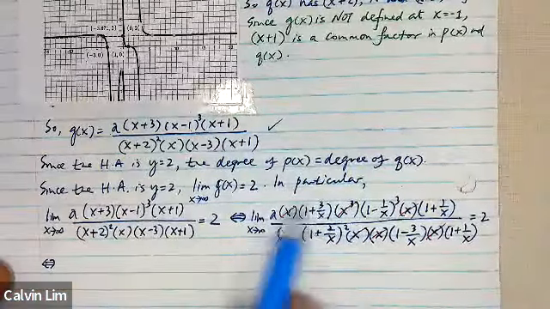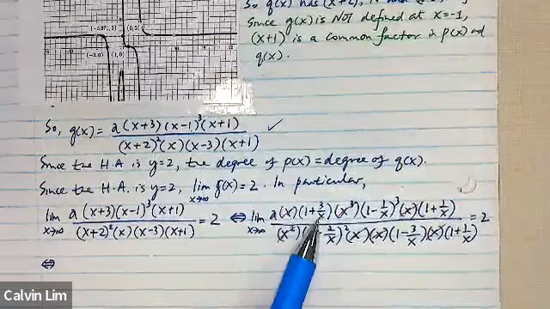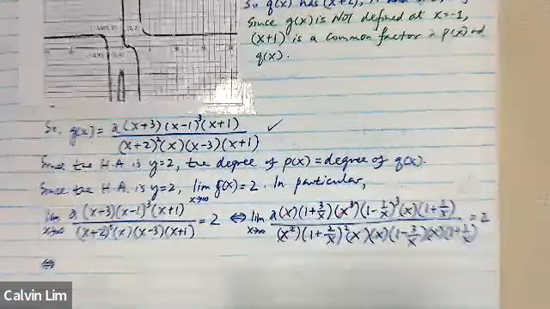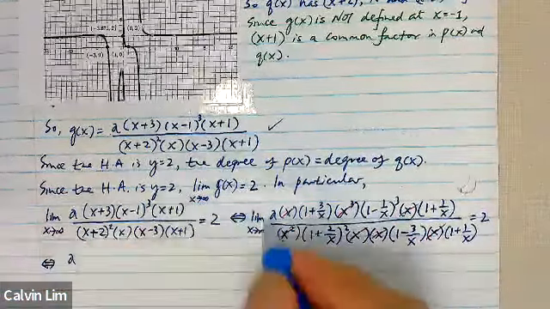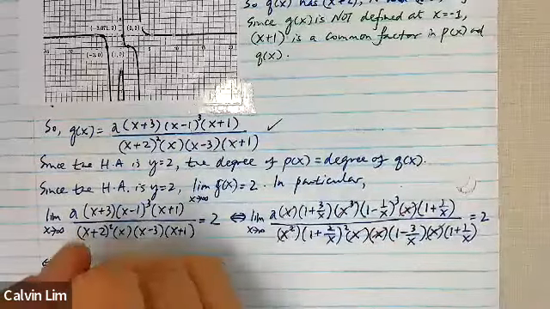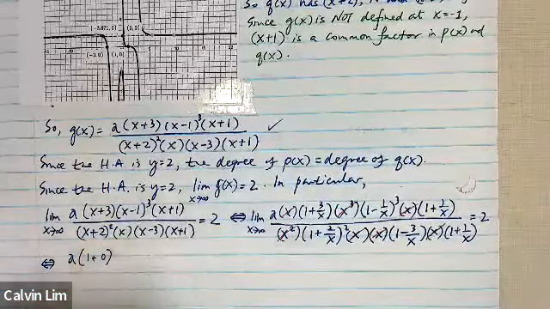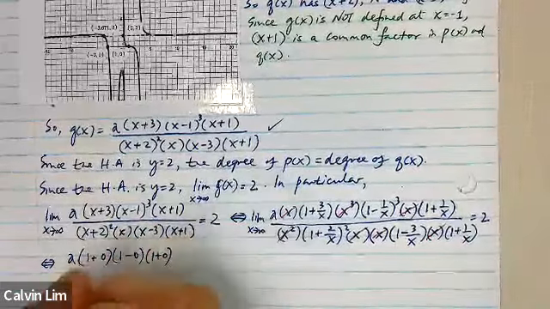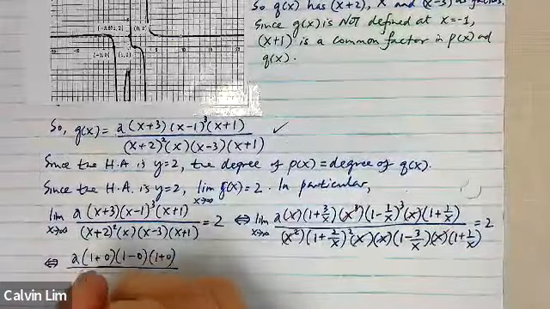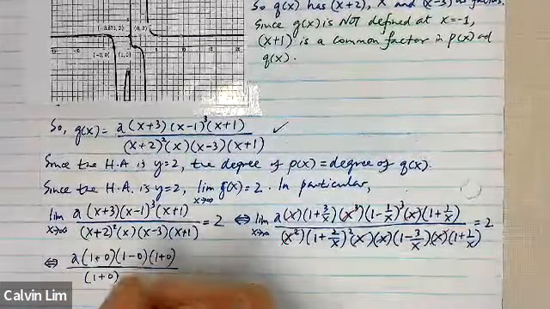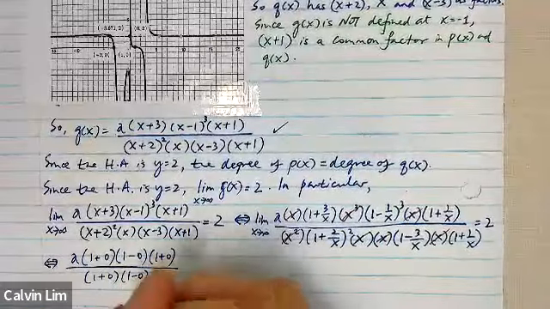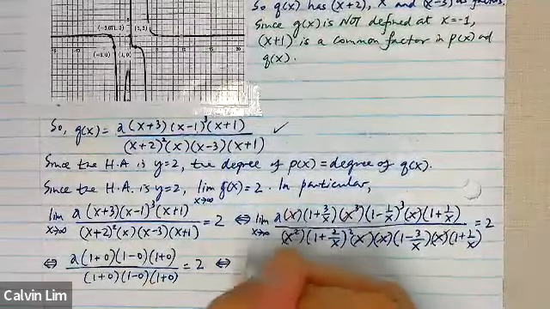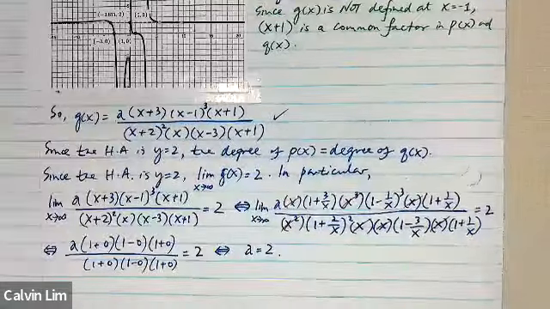So now I can drop the limit notation by doing a substitution. Think of x as a huge number, let's say a million. So the left-hand side becomes no more limit notation. I have A times 1 plus 0 times 1 minus 0 times 1 plus 0 divided by 1 plus 0, 1 minus 0, and 1 plus 0 equals 2. So A is 2.